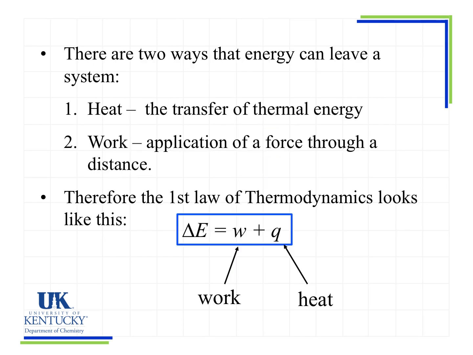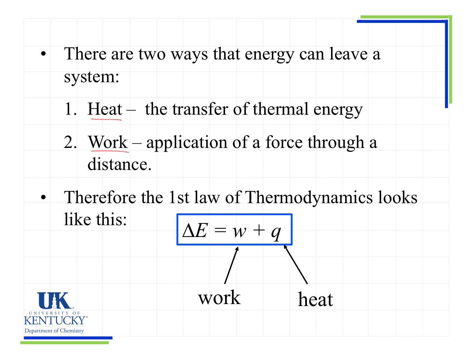There are two ways that energy can leave a system, either through heat or work. So what is heat? Heat is the transfer of thermal energy. And work is the application of force through a distance. We talked about this. These are two ways that the system can lose or gain energy.